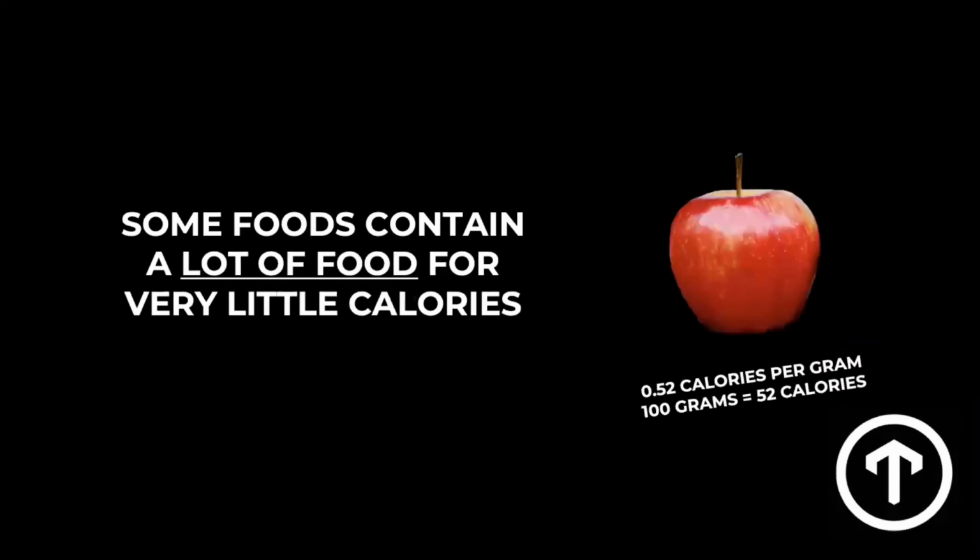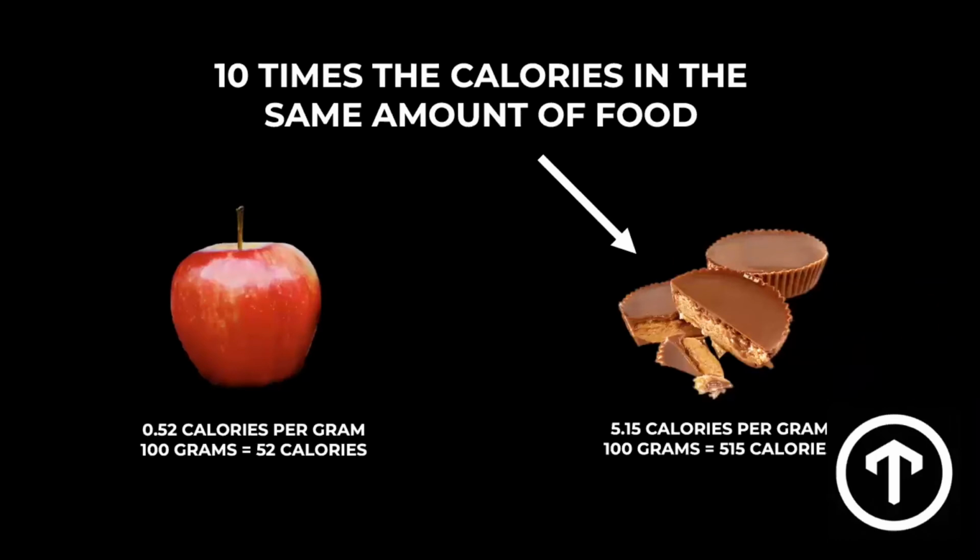Then on the other hand, like you can see here on my screen, some foods contain very few calories. An example here is the apple. They have just half a calorie per gram, so 100 grams gives you just 52 calories. So here, when you compare the two, you can see that Reese's chocolate contains 10 times the amount of calories in the same amount of food.